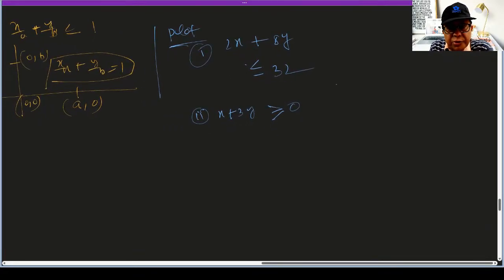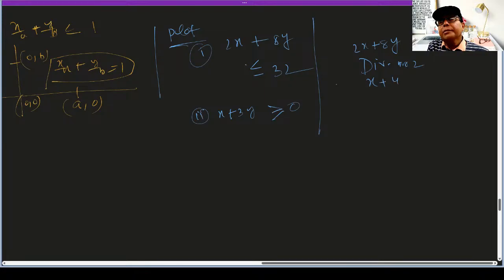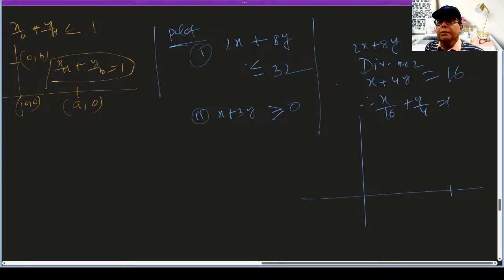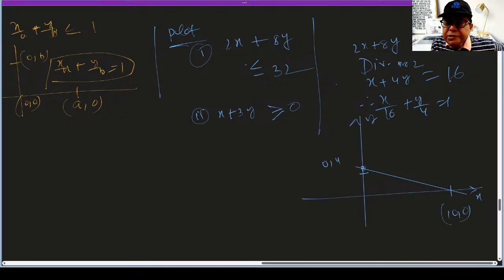Say, I am going to plot this one, this one. So what do we do there? 2x plus 8y equal to 32. Divide by 2. So there will be 16. Divide by 16. So when you plot x, y, this is 10, 0 and this is 0, 4.